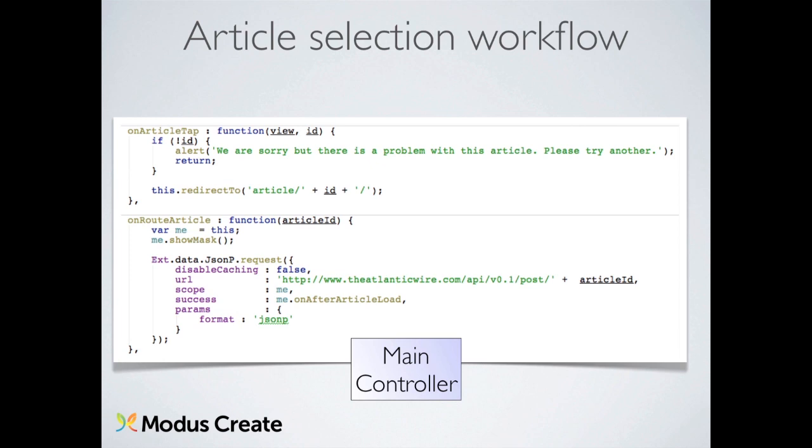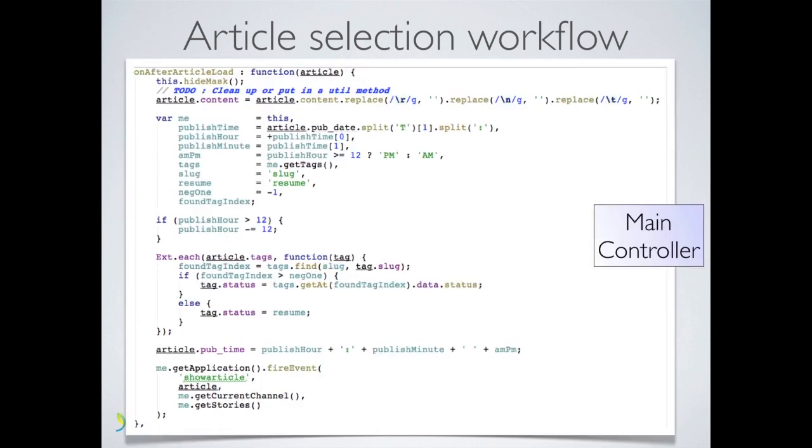So here we sit in the main controller. Main controller listened to the article tap event. We called the history's redirectTo, and we caught the redirection. Now this one's big. Essentially, what it does is it massages some data, deals with some string manipulation, and loops through and grabs a few things to show the article.